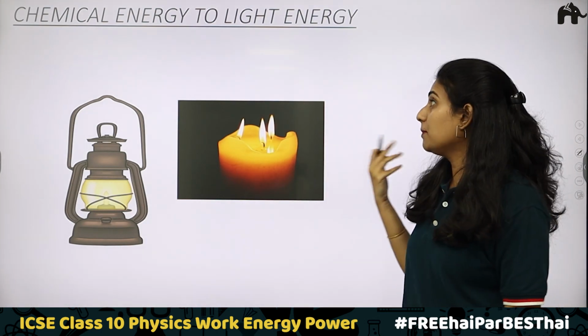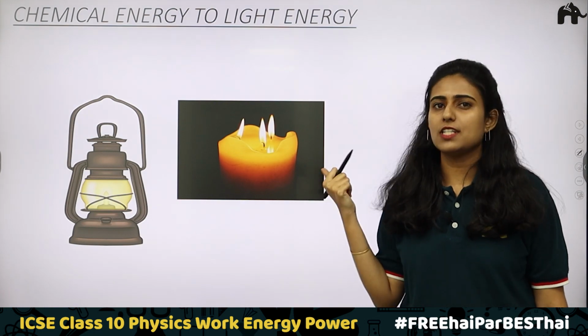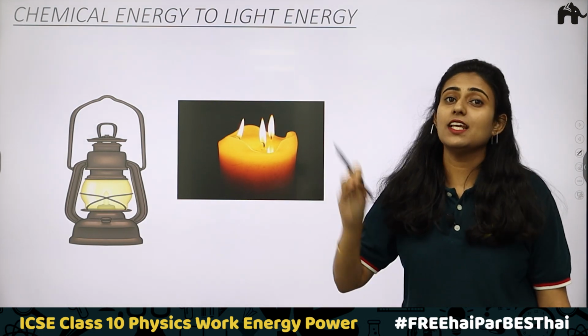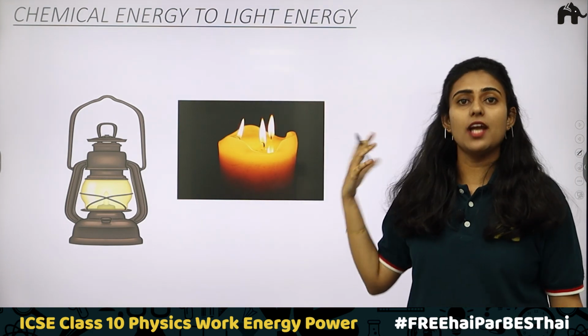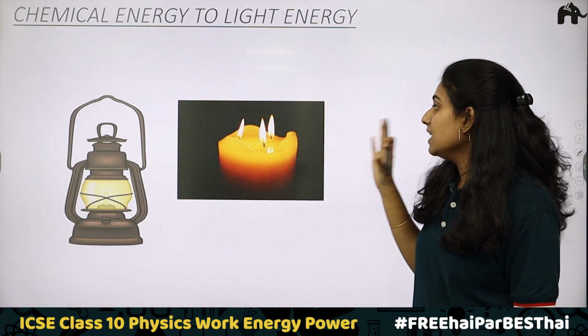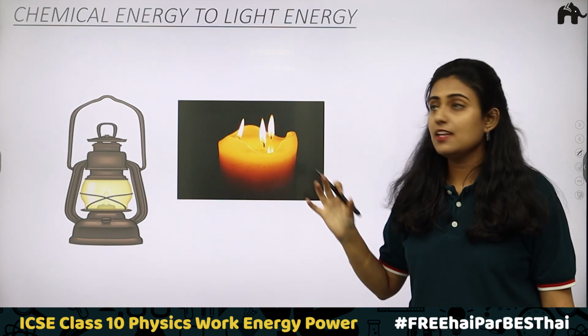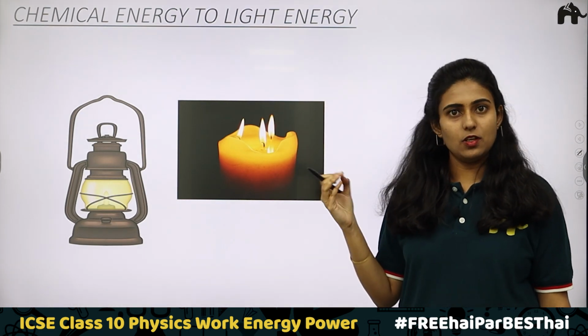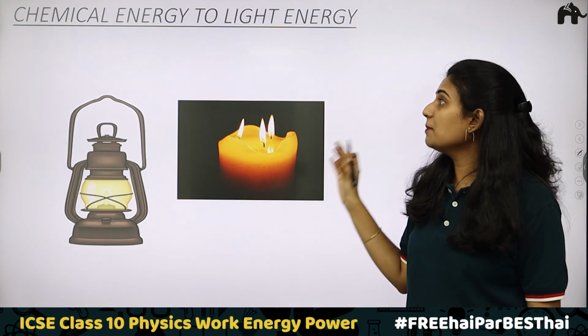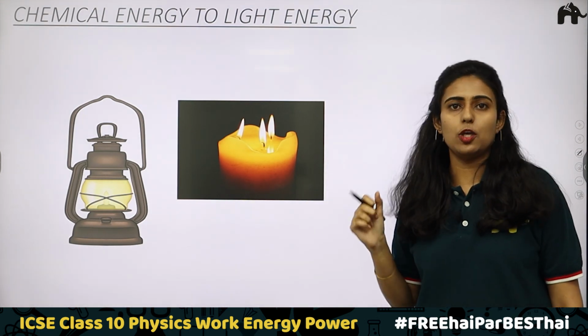You might have heard about the fireflies. They can produce light on their own. What is happening? This is an example of a chemical change. Here again, chemical energy is getting converted to light energy. They have an enzyme in their body called luciferin, which converts the chemical energy to light energy. Okay. It is called bioluminescence. This effect is called bioluminescence.